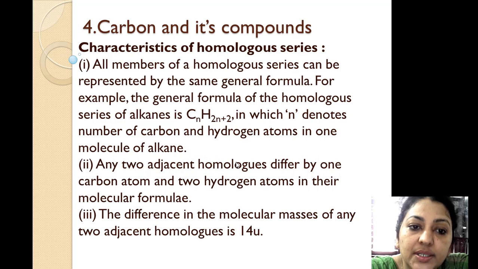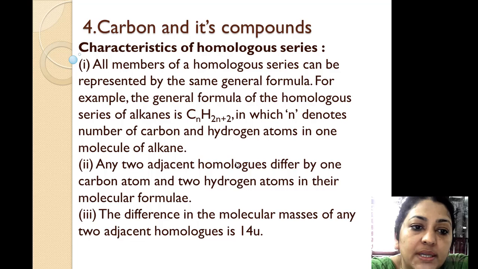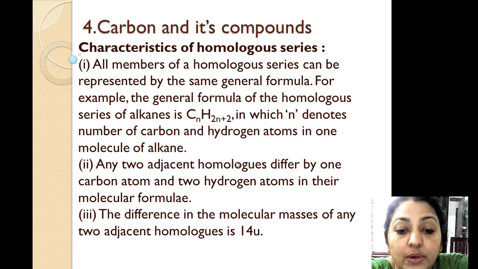Now the characteristics are: all members of a homologous series can be represented by the same general formula. For example, alkanes can be represented by CnH2n+2. Any two adjacent homologues differ by one carbon and two hydrogen, that is CH2, in their molecular formula. The difference in the molecular masses of any two adjacent homologues is 14 u.